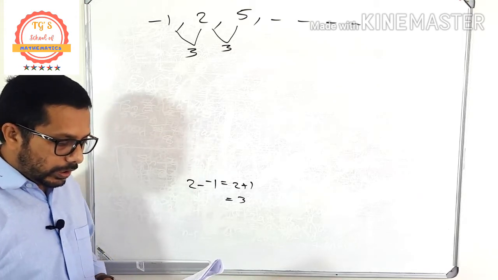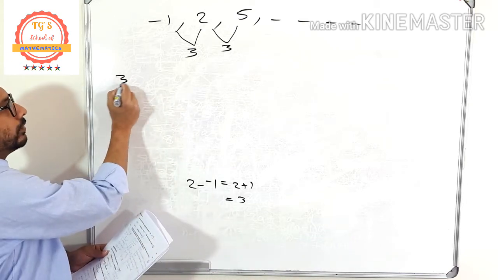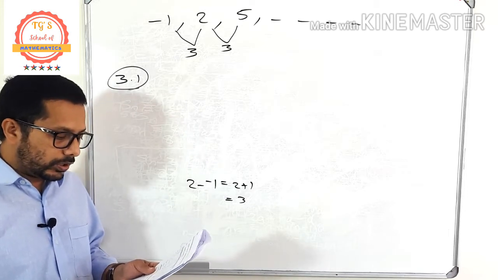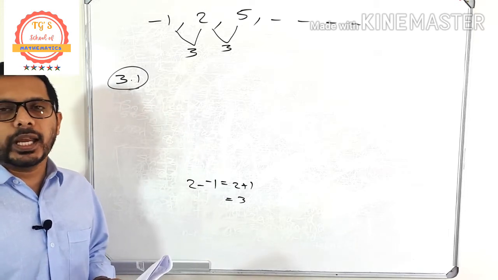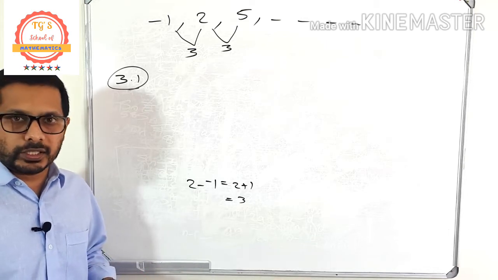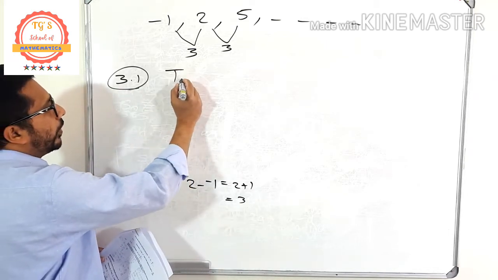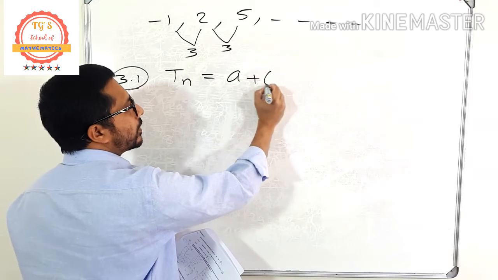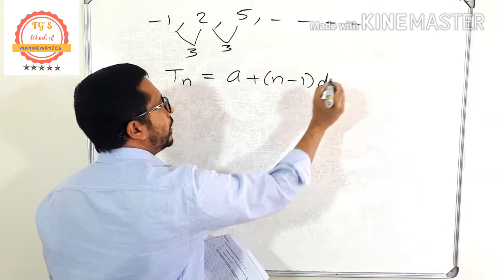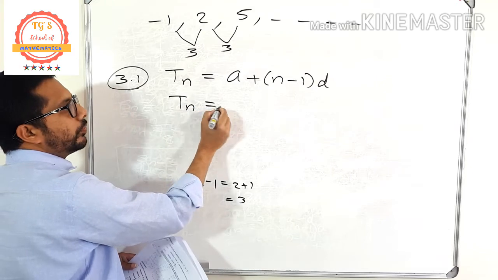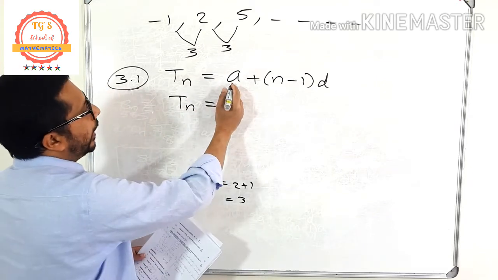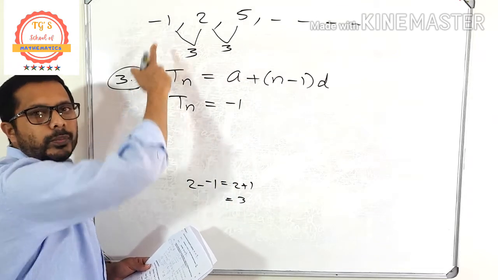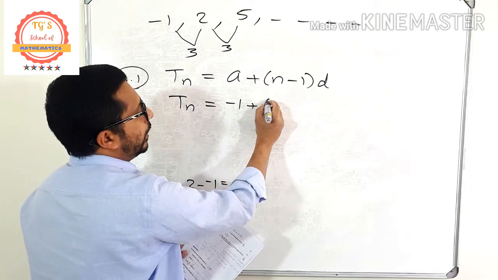What is the first question? Question number 3.1. Determine the nth term, or Tn, of the sequence. You have to find the nth term. It's a grade 10 question. Am I right? So what is the formula to find the nth term in an arithmetic sequence? You know that it is a plus n minus 1 into d. So Tn is equal to, you have to find the nth term Tn. What is a? A stands for the first term. So in our sequence the first term is minus 1.